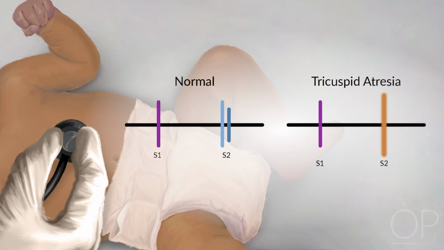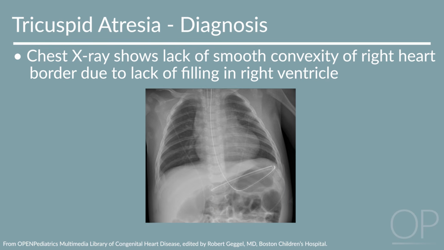If the patient has a VSD or pulmonary stenosis, a systolic murmur at the left lower sternal border may also be present. Chest X-ray shows lack of the smooth convexity of the right heart border due to the lack of filling in the right ventricle.